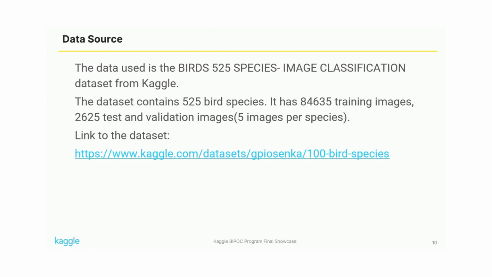The data used is the Birds 525 Species Image Classification dataset from Kaggle. It contains 525 bird species. It has 84,635 training images, 2,625 test and validation images. The link to the dataset is given below.